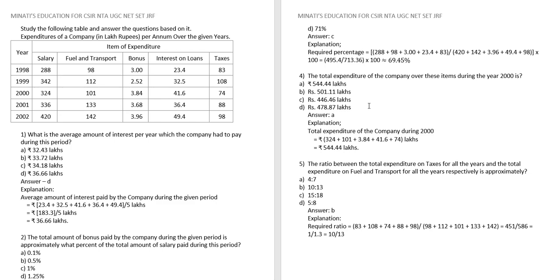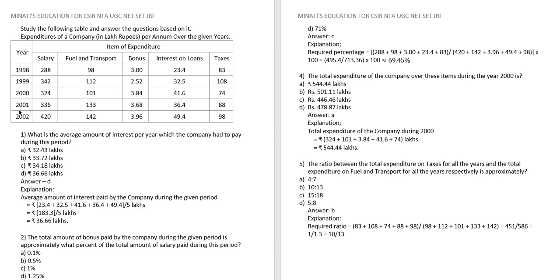This is a data interpretation problem, and if you are an aspirant of the NTA UGC NET for Paper 1, this is a very important topic. Please pay a little bit of attention to understand this. Study the following table and answer questions based on it. Expenditures of a company in lakhs rupees per annum for the given years.